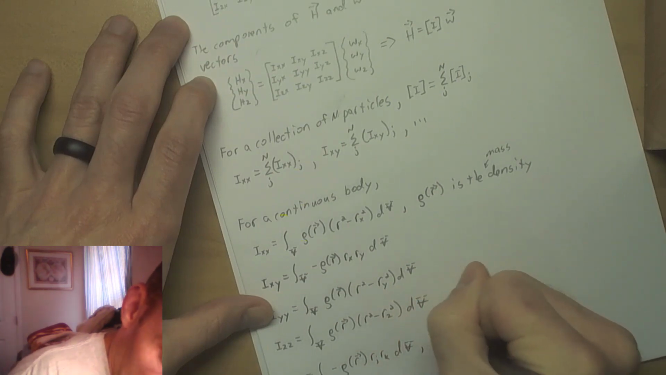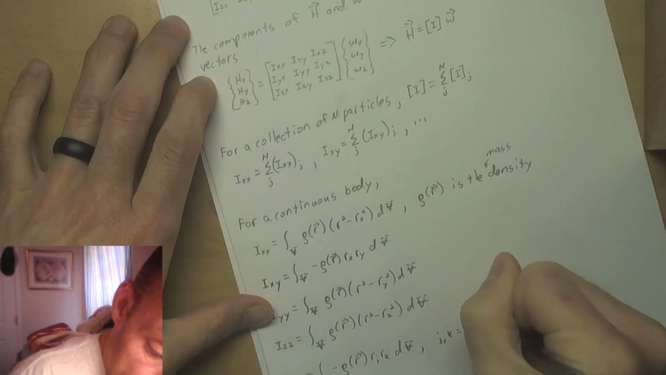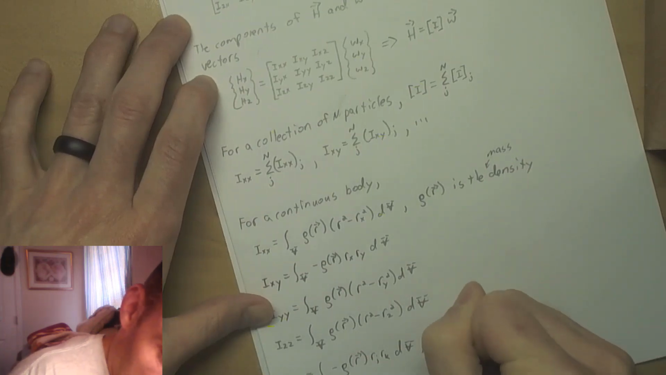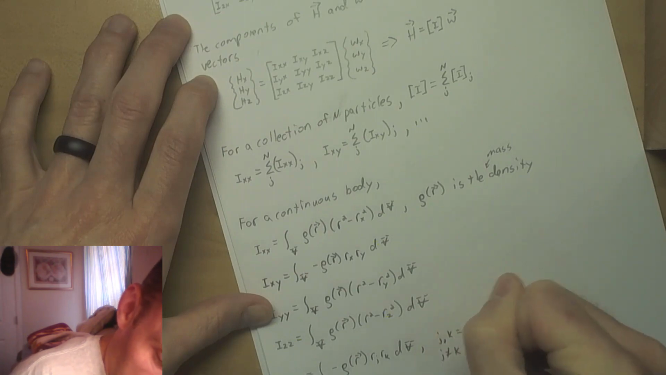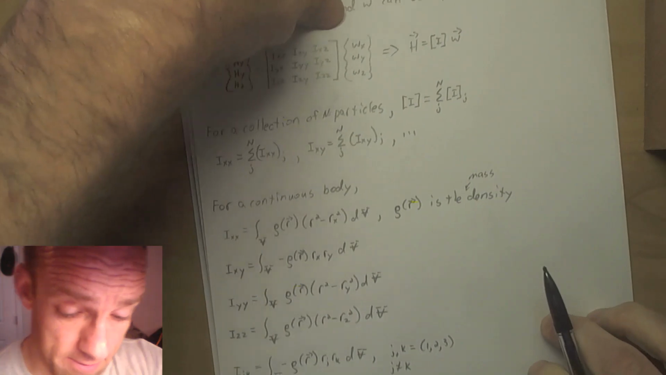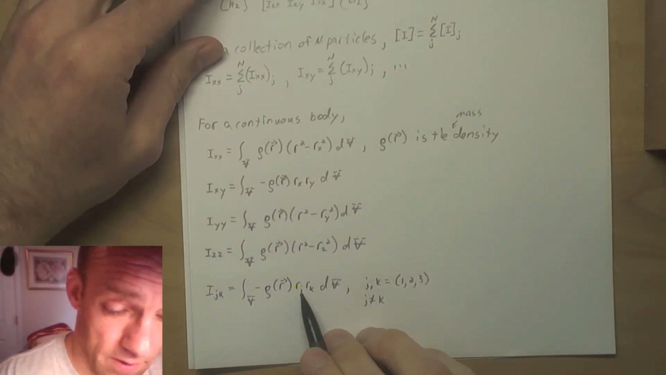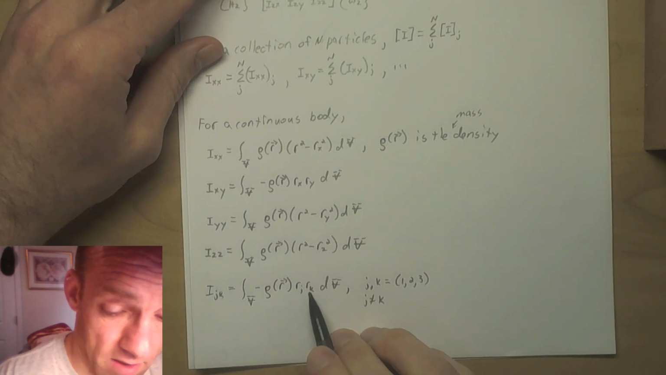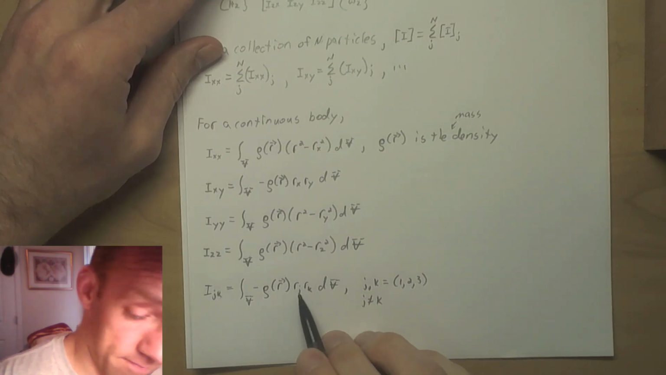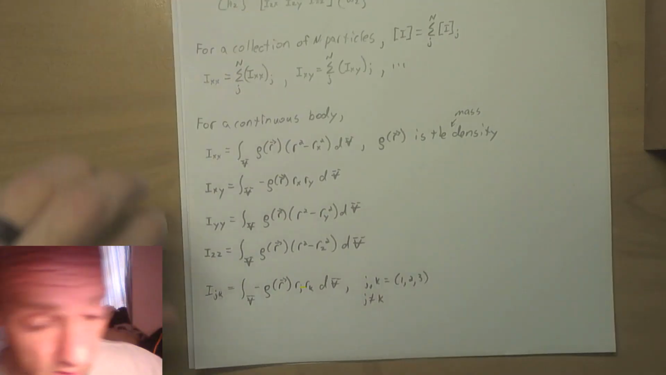Again, where J and K go from 1 to 3, however, J does not equal K. Okay, so that's just saying XY, XZ, YX, YZ, and so on.